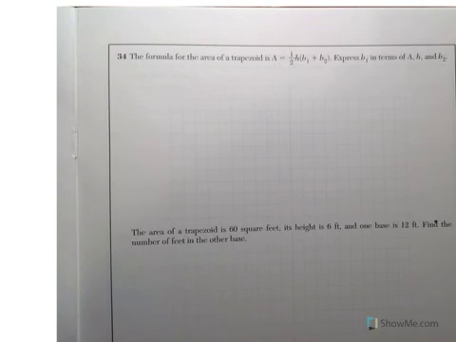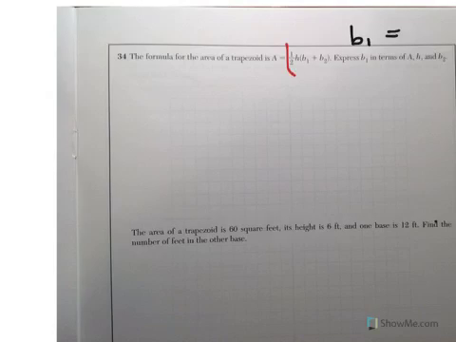Number 34, the formula for the area of a trapezoid is A equals 1/2 h times b1 plus b2. Express b1 in terms of a, h, and b2. So what you want to do is essentially get b1 alone. First I'm going to get rid of the fraction. The opposite of dividing by 2 is multiplying by 2, or you could think of it as the LCD. The only denominator that we have is 2, so the least common denominator is still just 2.